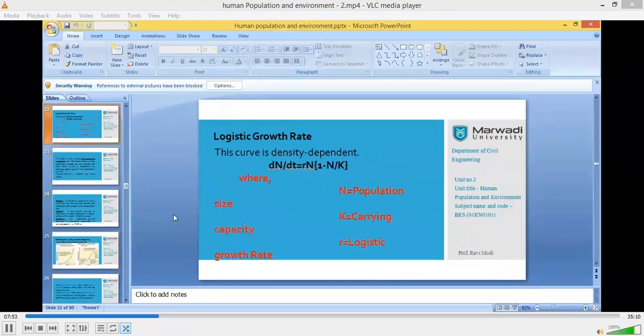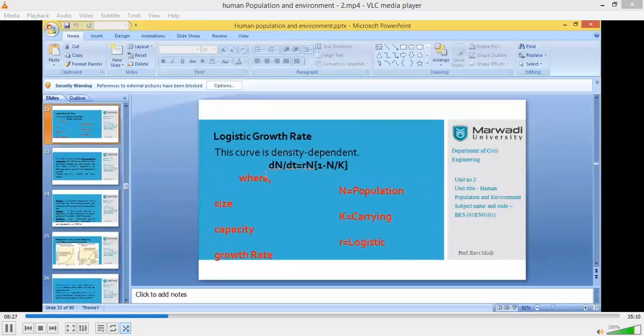This logistic growth rate curve is density dependent. This question generally comes for the MCQs or the short questions. This curve is density dependent, that is dN by dt is equal to r into N into the bracket 1 minus N by K, where N is the population, K is called the carrying capacity, and r is called the logistic growth rate. So remember this and also note this down. These are the last points.